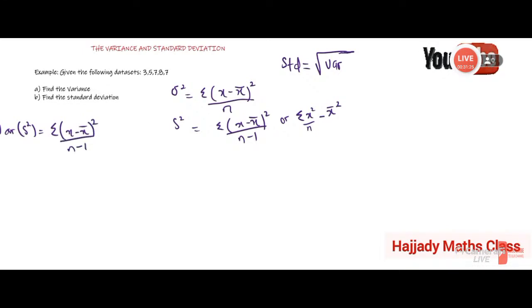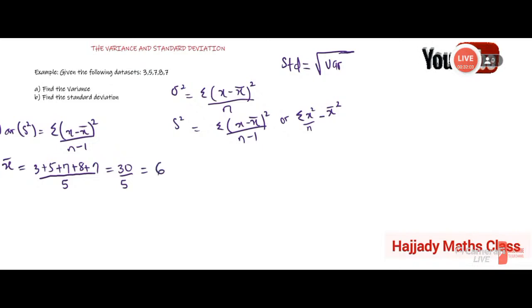So we need to calculate our x bar first. Calculating our x bar, which is the mean, in our previous video we've shown how to calculate our mean. That means addition of everything over the number of observations, and that's going to be 3 plus 5 plus 7 plus 8 plus 7. So we're dividing everything by the number of observations, which is 5. This is going to give us 30 over 5, and our mean is going to be 6.